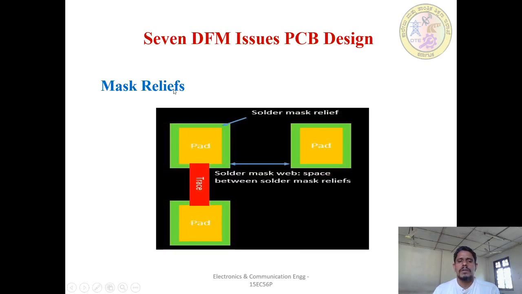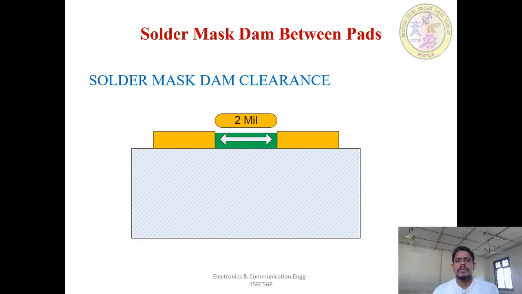Mask relief. This is the mask relief provided, this green area is the solder mask relief, and this black area is the solder mask, this is the pad area, and relief should be provided around the pad. Solder mask dam between the pads, this is the solder mask dam between the pads, and this is 2 mil, and a 2 mil solder mask dam is not allowed.